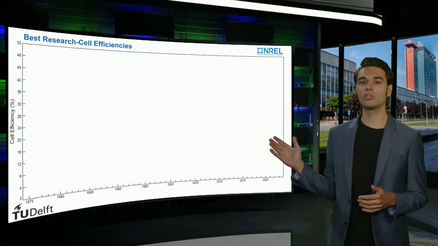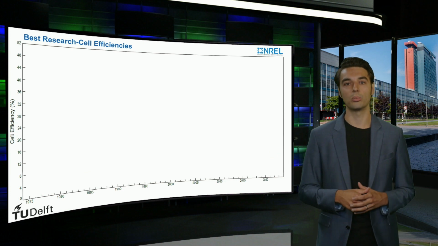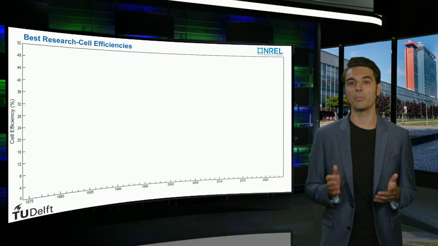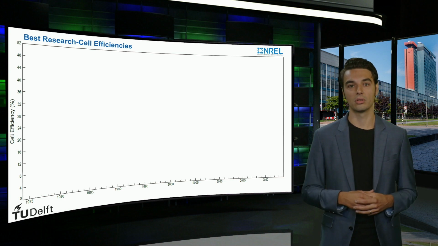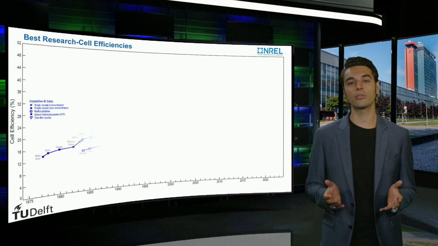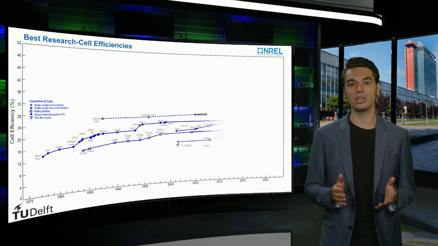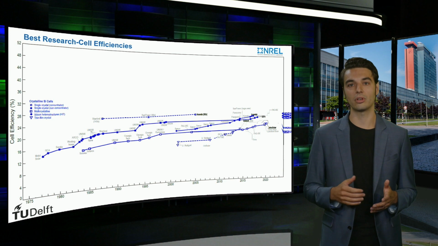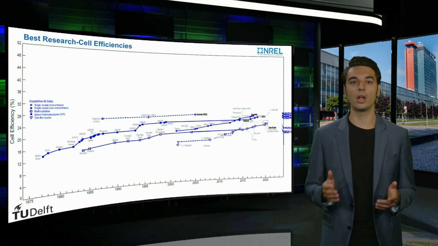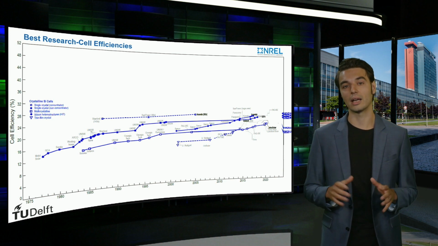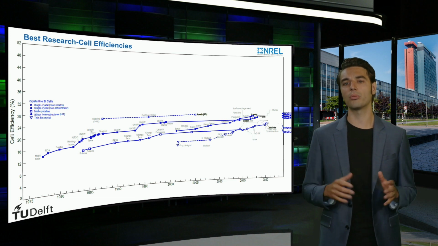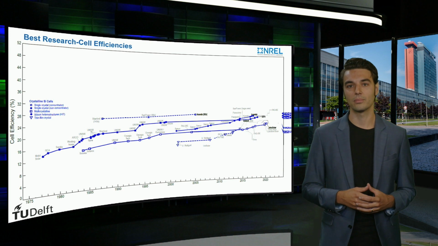This is the famous chart of the National Renewable Energy Laboratory of the US, or NREL for short, showing the evolution of the best research cell efficiencies. The record efficiency of crystalline silicon has increased from about 14% in 1975 to a current record of 26.7% of Kaneka for an advanced crystalline silicon solar cell without light concentration. Crystalline silicon has seen some amazing progress in the last couple of decades.